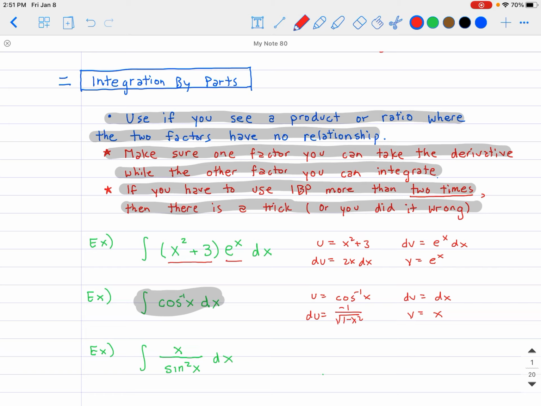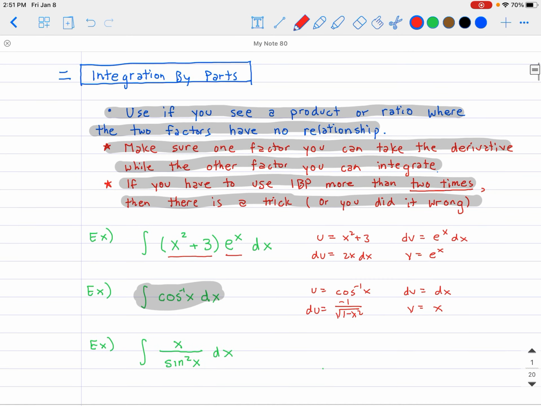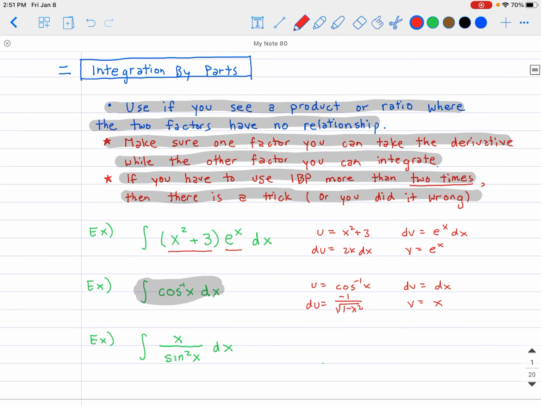Okay, so there it is. That's for the other one. Now for the last one, again, this one is going to be more of an algebra trick, because you'll notice that I did say a product or a ratio, right? If you look at the top part over here, a product or a ratio. So here in this third example, you have a ratio.